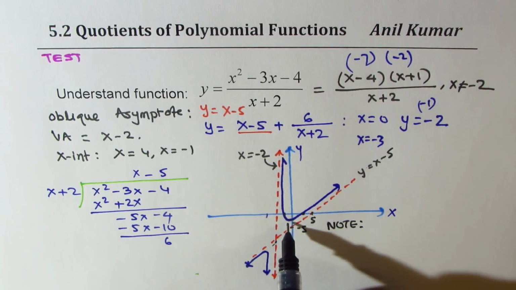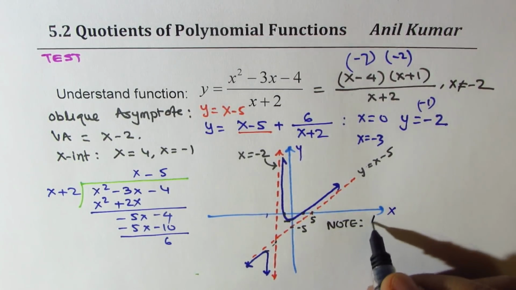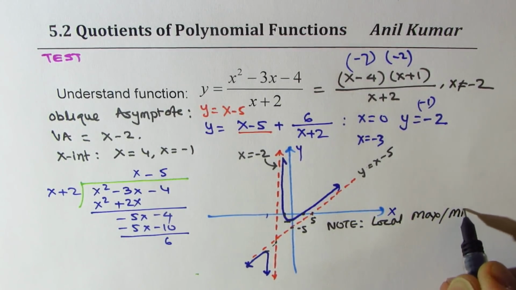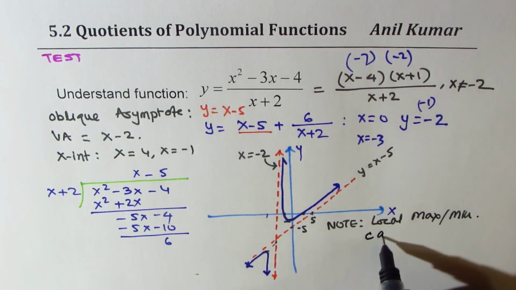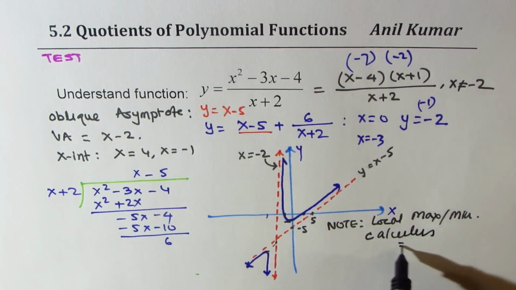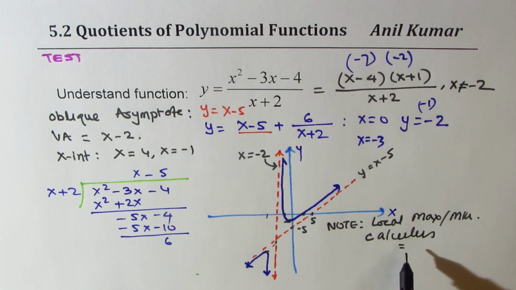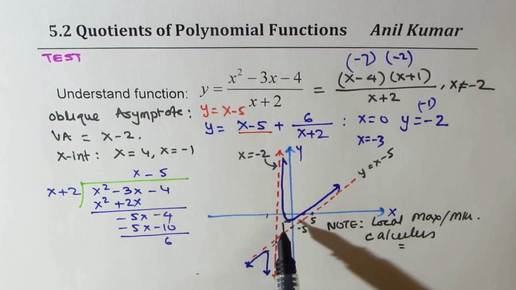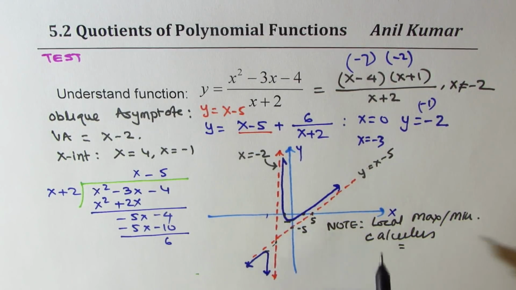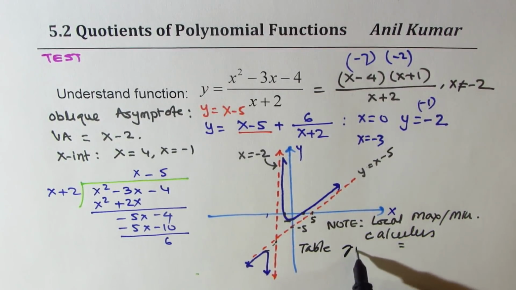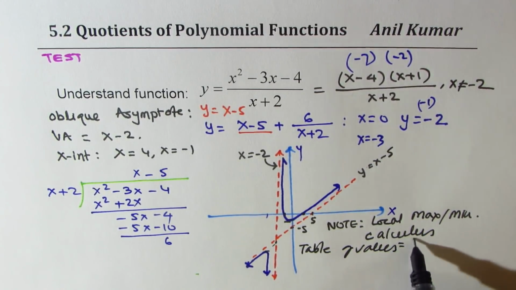And the note is to find the local maximum and minimum. This is part of calculus. Is it okay? So we'll learn in calculus how to do it. At present, it is beyond our scope. So at present, what do we do? Approximate. We take some x values and approximate. So that is, a table of values to graph.